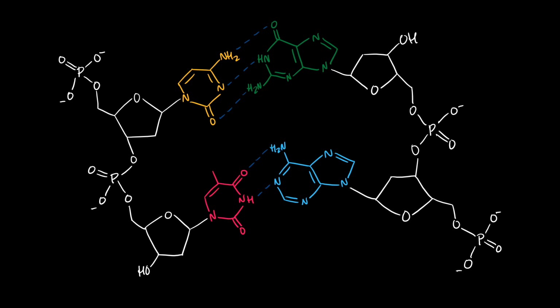The nitrogenous bases have a strict system for how they pair up. Adenine pairs with thymine, or uracil if in RNA, and guanine pairs with cytosine. The nitrogenous bases are bonded together by hydrogen bonds. Adenine and thymine are bonded by 2 hydrogen bonds, while guanine and cytosine are bonded by 3.